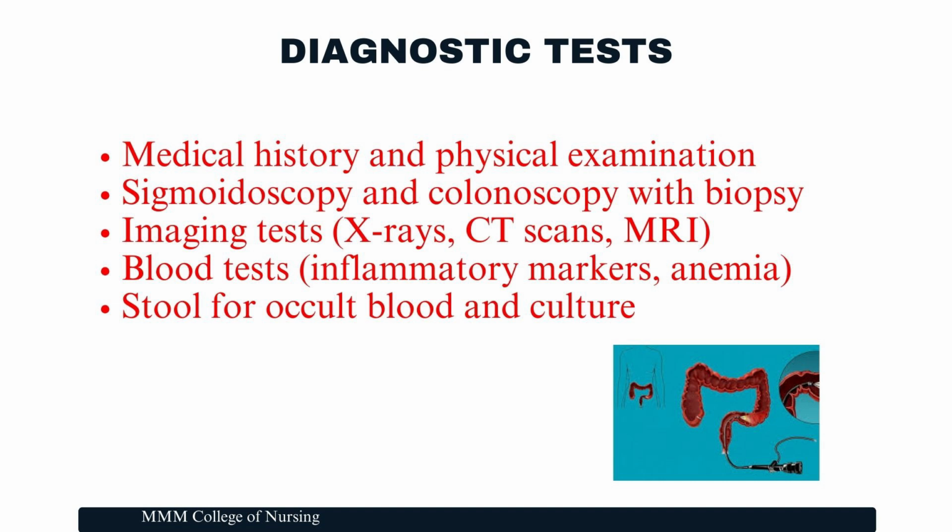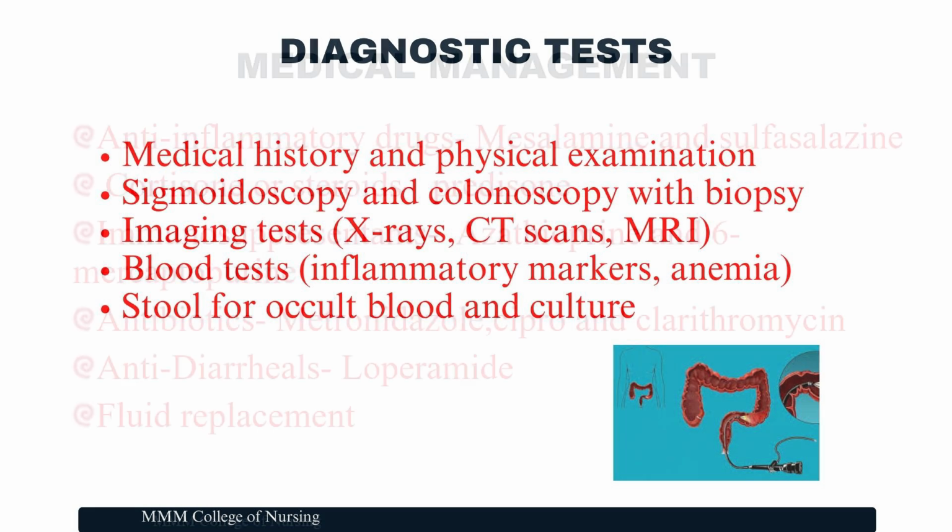And next diagnostic tests are sigmoidoscopy and colonoscopy with biopsy, because Crohn's disease sometimes could end up with a cancer, so it is better to do the biopsy also. And imaging tests like x-rays, CT scans and MRI scan, and we have to take a blood test to find out the inflammatory markers, and also this can cause anemia. For that also we need to take the blood test. And finally the important thing is a stool for occult blood and culture.